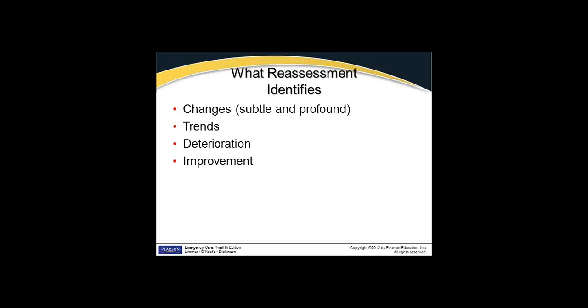Some of them are very profound. You might have the first set of vital signs be 120 over 80, and the second set of vital signs is 80 over 40. That would be obviously very profound. You'd be quite concerned.